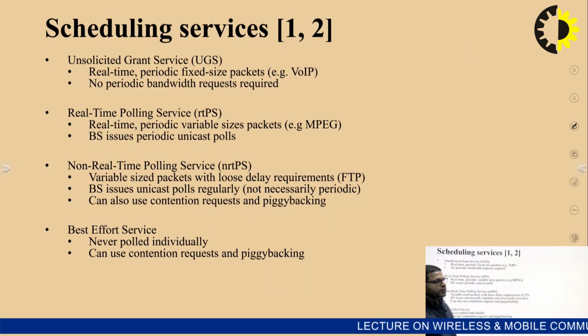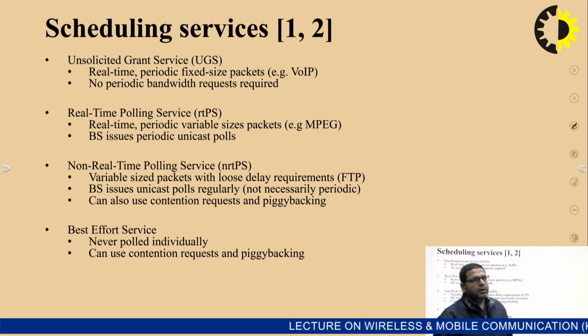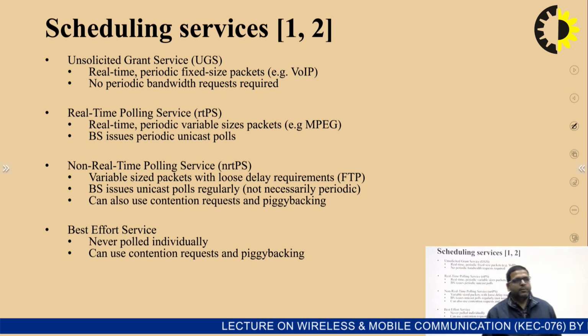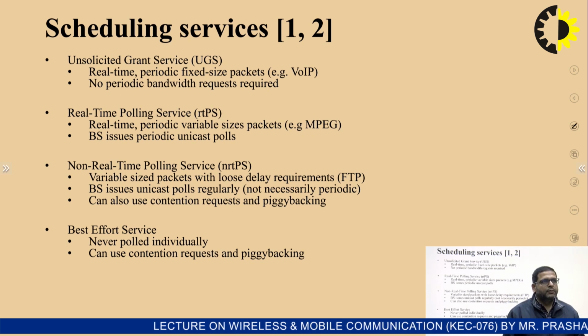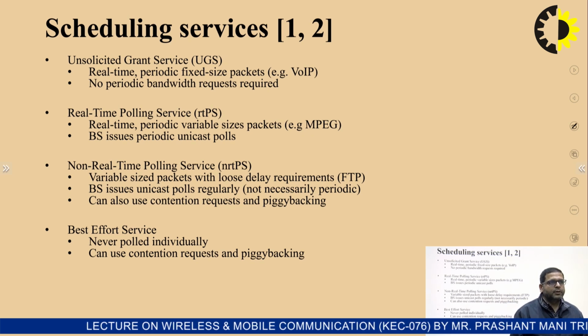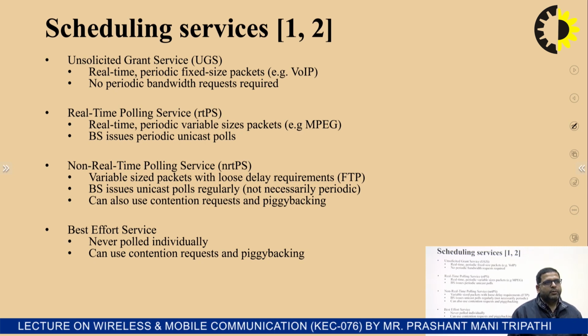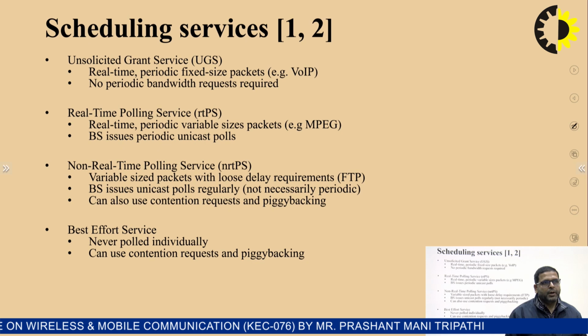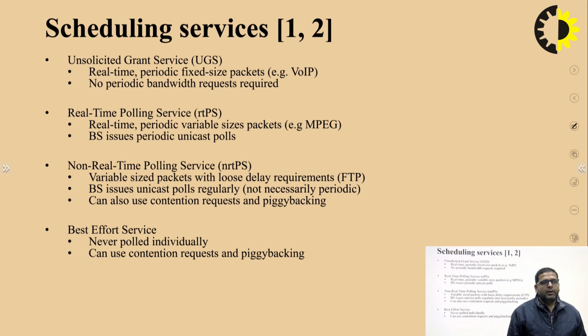Now, these bandwidth requests are also supported by some scheduled services. The first is unsolicited grant service, which is real time, periodic, and has a fixed packet size. It is used in voice over internet protocol, and in unsolicited grant service no periodic bandwidth requests are required. In real time polling service, traffic is also real time and periodic, but the data size is variable.